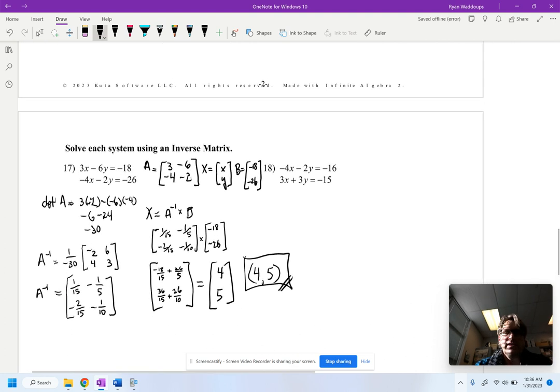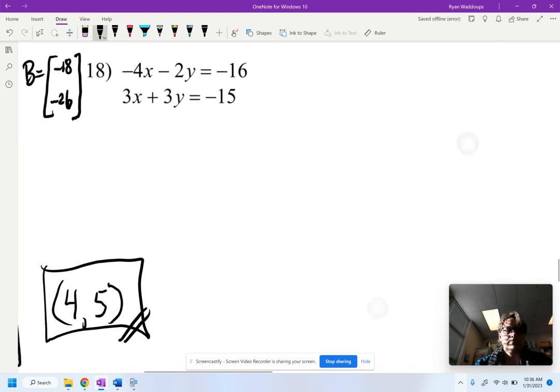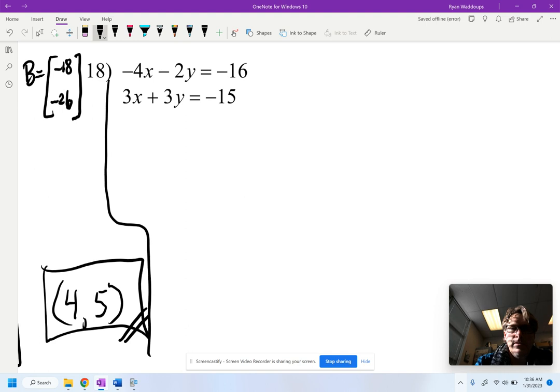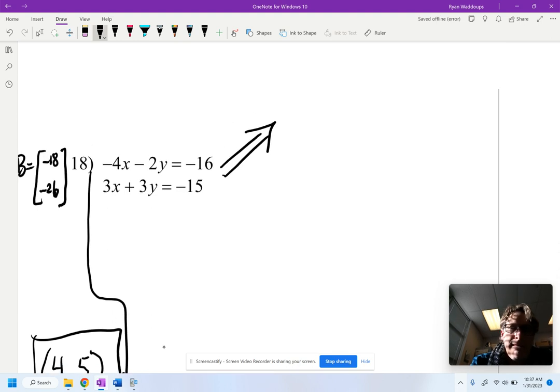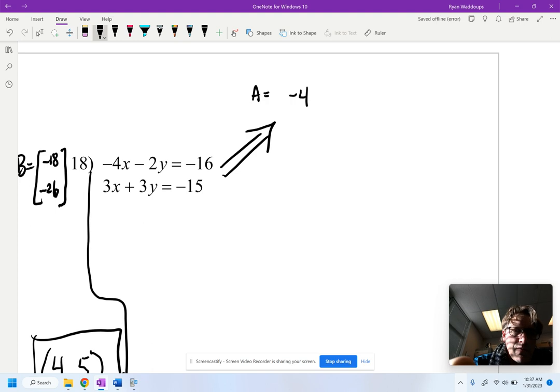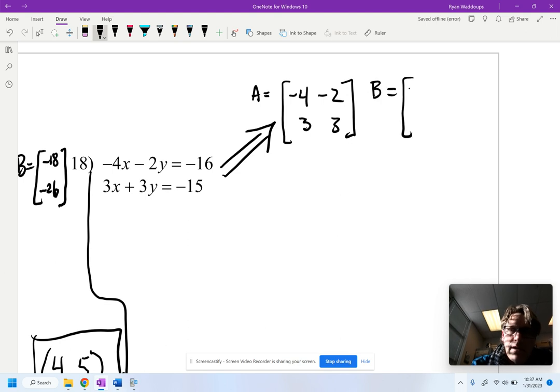All right, let's look at 18. All right, in 18, first off, our augmented matrix. I'm going to go up here with it. We're going to break it down into a couple of different matrices. A, -4, -2, and 3, 3. We know what X is, so I'm just going to write B. B is -16 and -15.